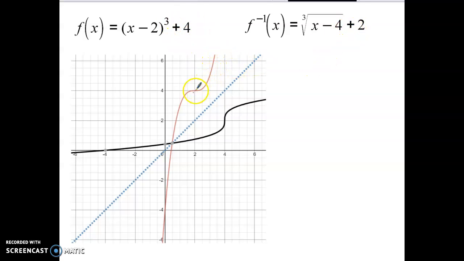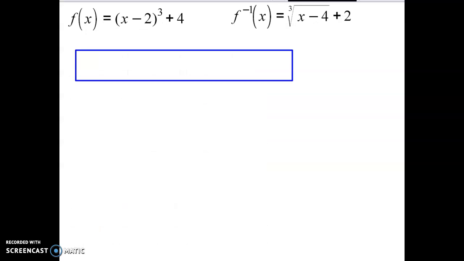So here is an x to the third graph that has been translated, and here is a cube root of x graph that has been translated, and they are reflections of one another across this line y equals x, so therefore they are inverses of one another. Okay, so let's look at kind of what that means. Remember we said that inverses undo one another. So if I were to take this f inverse of x and replace x right here, I'm just going to take that whole thing and put it in there, then what should happen? It should undo itself.